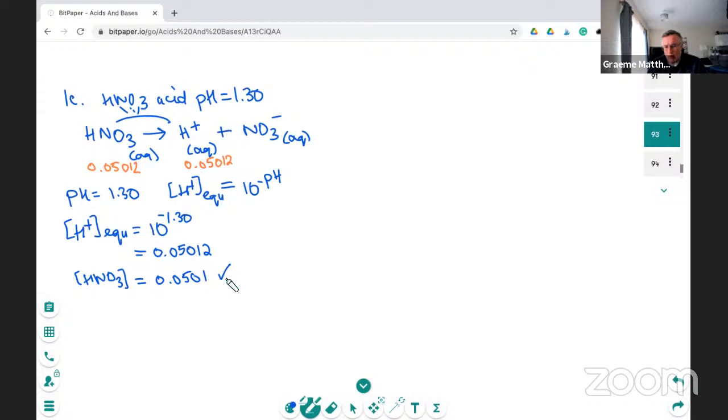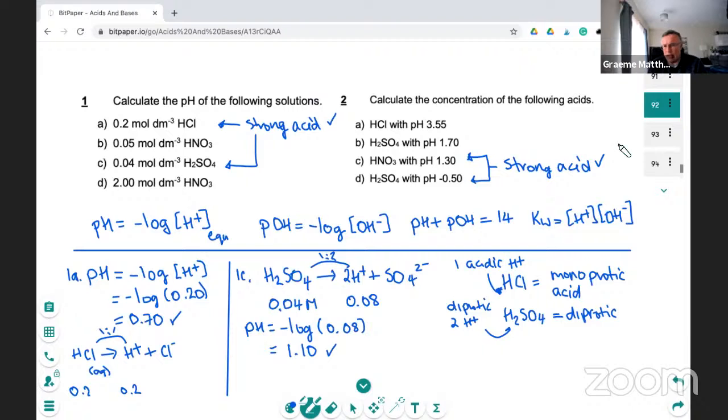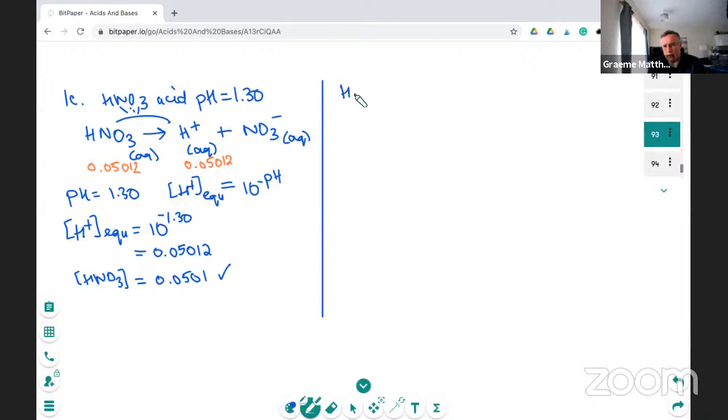Now, the other one that I wanted to do, chemists, was this one here. The other one I did was the one with sulfuric acid. Now, the one with sulfuric acid, pH of negative 0.50. So hold on. Sulfuric acid with a pH of negative 0.50, right? Now, the reason why I picked this one is twofold. Number one, you're looking at the pH, and you're saying, hold on, you what?